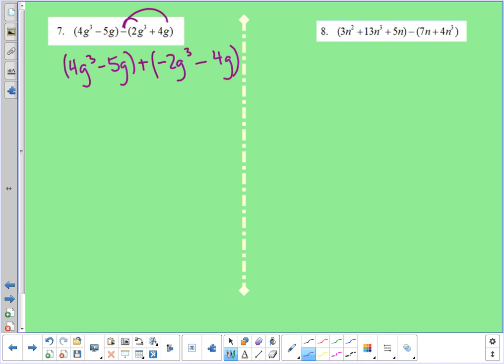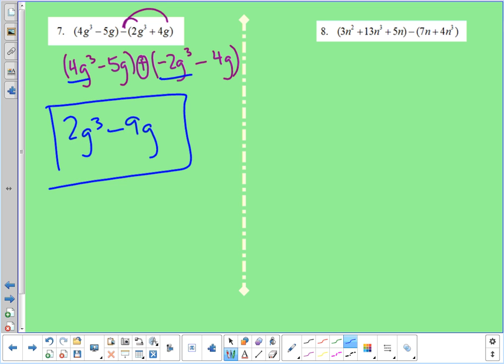So now I'm just back to adding, and all I need to do now is combine my like terms. So I have a 4g to the third and a negative 2g to the third. 4 minus 2 gives me 2. So I have 2g to the third. Then I have negative 5g minus 4g, which is a negative 9g. And that is my simplified form.